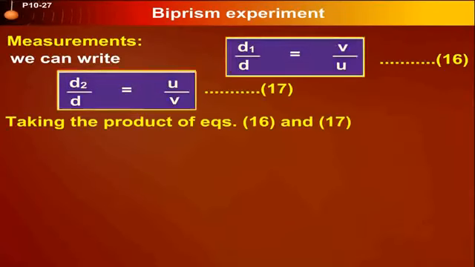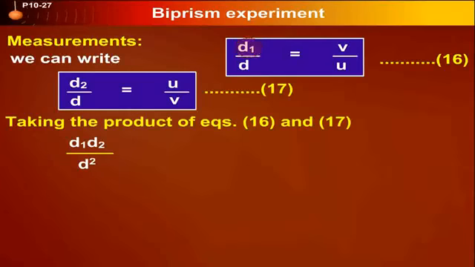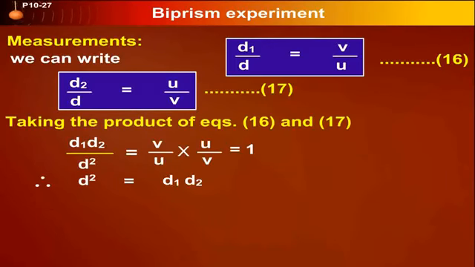Taking the product of equations, small d1 small d2 upon small d square is equal to v upon u into u upon v, that equals 1. Therefore, small d square is equal to small d1 into small d2, or small d is equal to square root of small d1 into small d2.